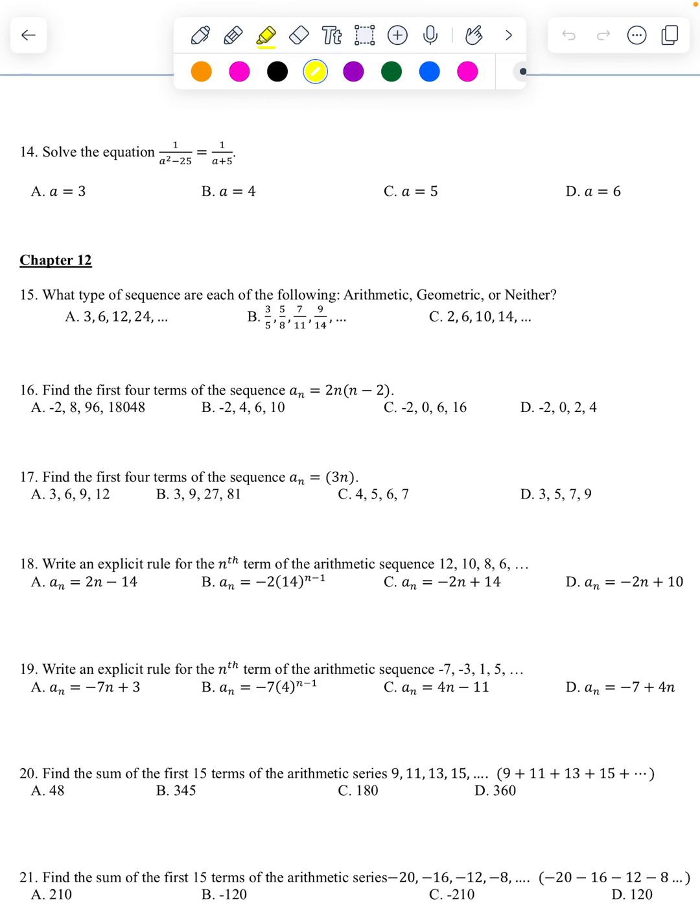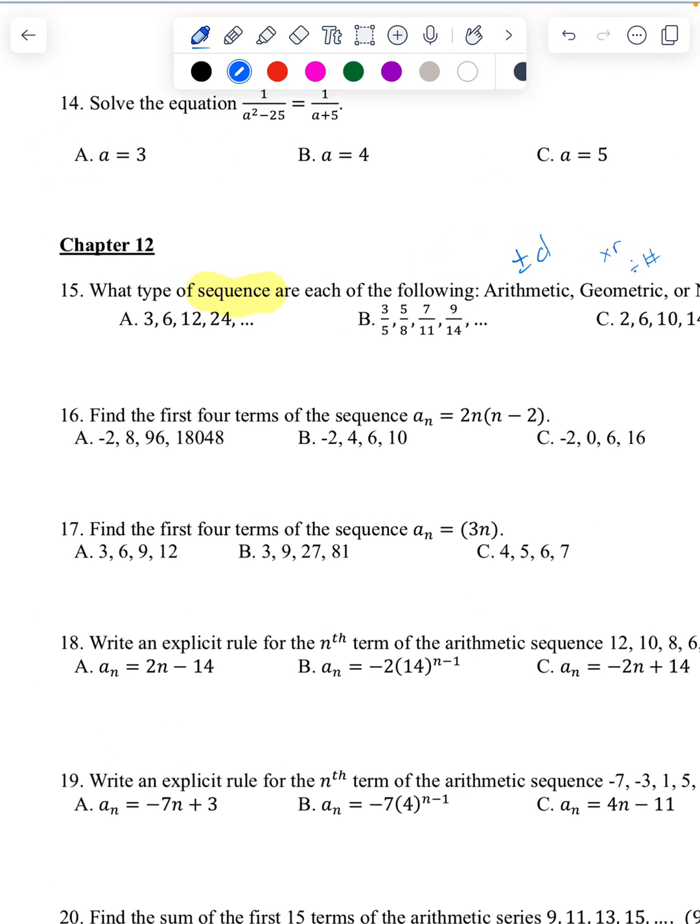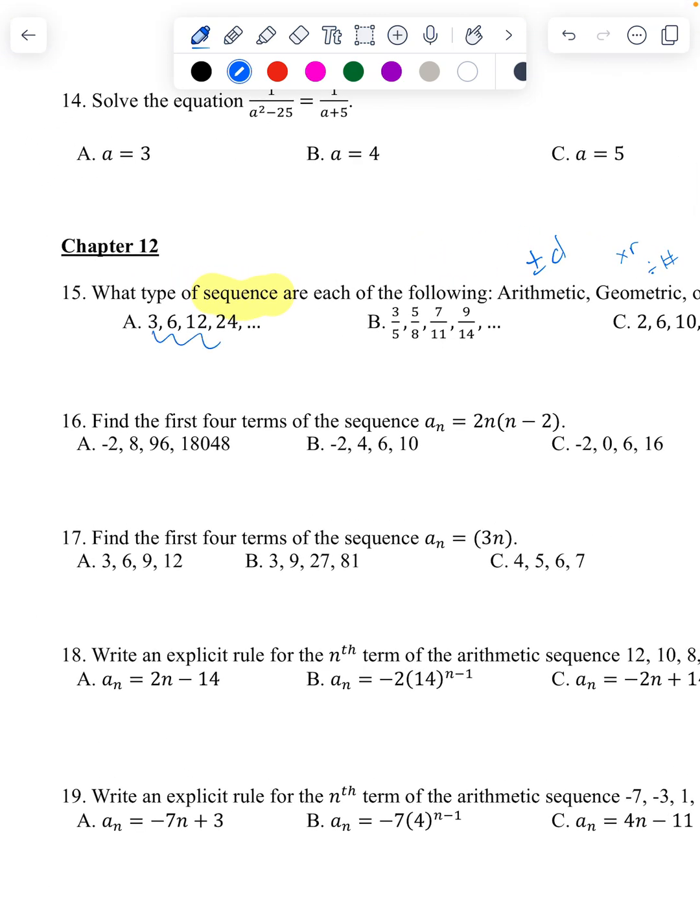Here it says, what type of sequence are each of the following? Keep in mind that arithmetic means you're adding or subtracting a common difference. Geometric essentially means you're multiplying by some ratio or maybe dividing by a number, and neither means you're not doing either. So if you just look at the pattern, you can see that you are multiplying these by 2, making it geometric.